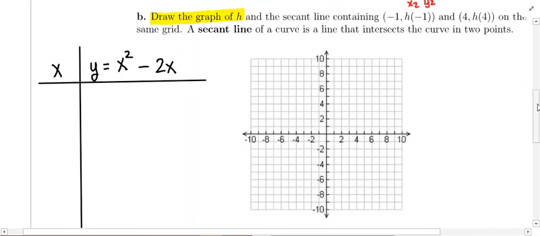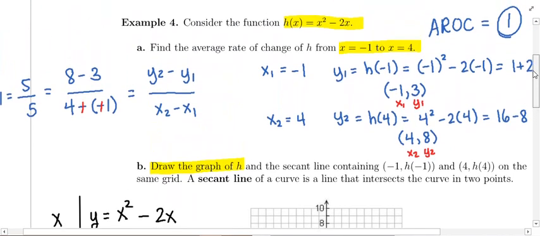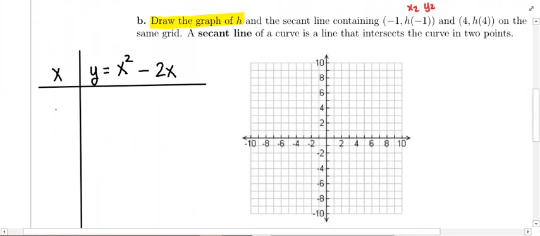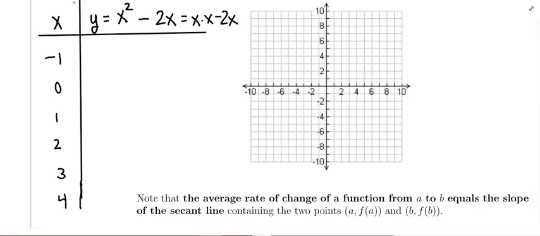But remember, we're computing the average rate of change between x equals -1 and x equals 4. So that's the portion of the curve that we want to look at. We're going to plug in -1, 0, 1, 2, 3, and 4. You may not need all of these, but you definitely want -1 and 4. I picked the other x values just so we get a good picture of what's going on in between. Remember, you can think of this function as x times x minus 2x. We're going to plug each one in to get the y value.